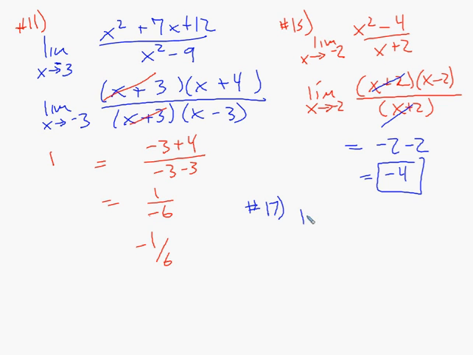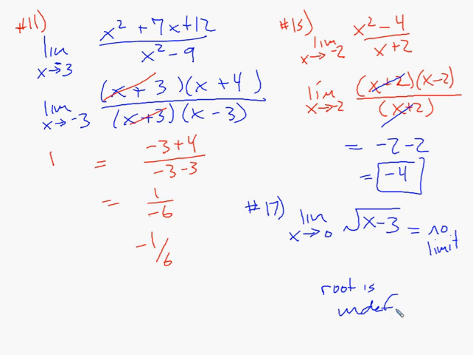All right, an example of one where the limit is not possible, we aren't going to be able to do it, would be like number 17. So the limit as x approaches 0 of the square root of x minus 3. And we'll say there is no limit. And the reason there's no limit is because the root is undefined for values less than 3. Because I can't take the square root of a negative without going imaginary.